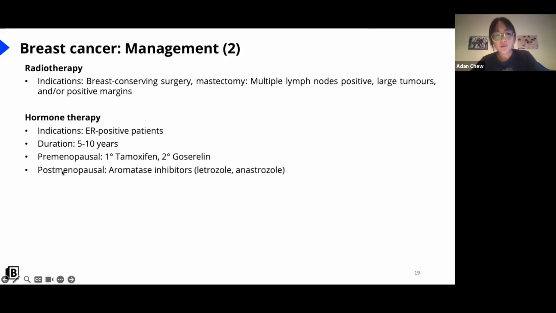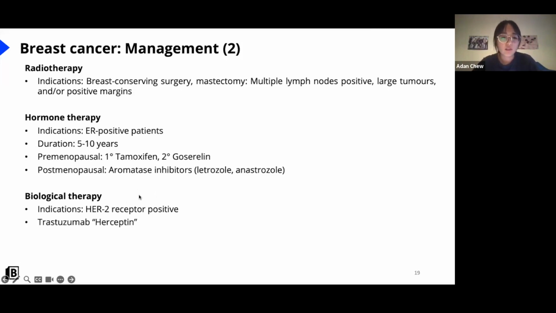If they were postmenopausal, like this lady in the case we discussed earlier, you would start them on anastrozole or letrozole, if that makes sense. And there's also biological therapy, which I just mentioned, HER2 receptor. You start them on trastuzumab, which the brand name is Herceptin, but the generic drug name that I think people would prescribe is trastuzumab, because it's a monoclonal antibody.